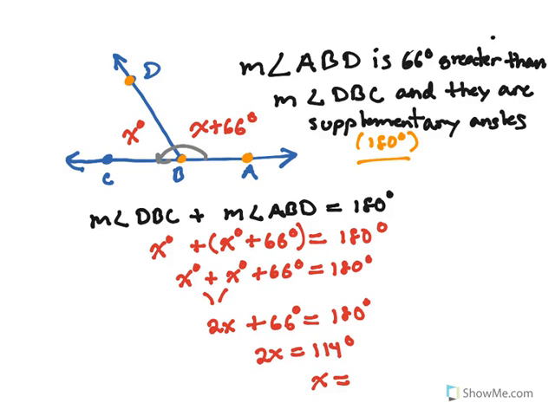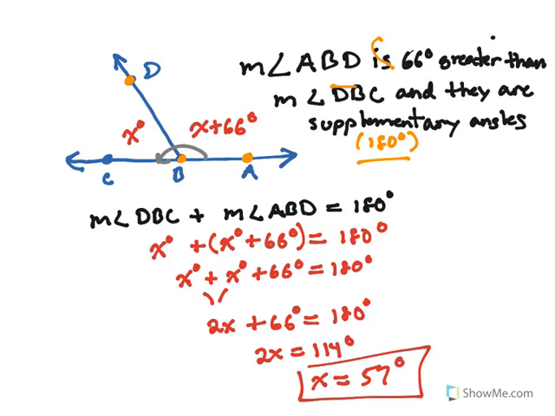So now we just collect like terms and solve this algebraically. X plus X is 2X plus 66 equals 180. We subtract 66 on both sides, so we get 2X equals 114, and then I divide both sides by 2, and I get X equals 57 degrees. And that would be the answer for that problem.